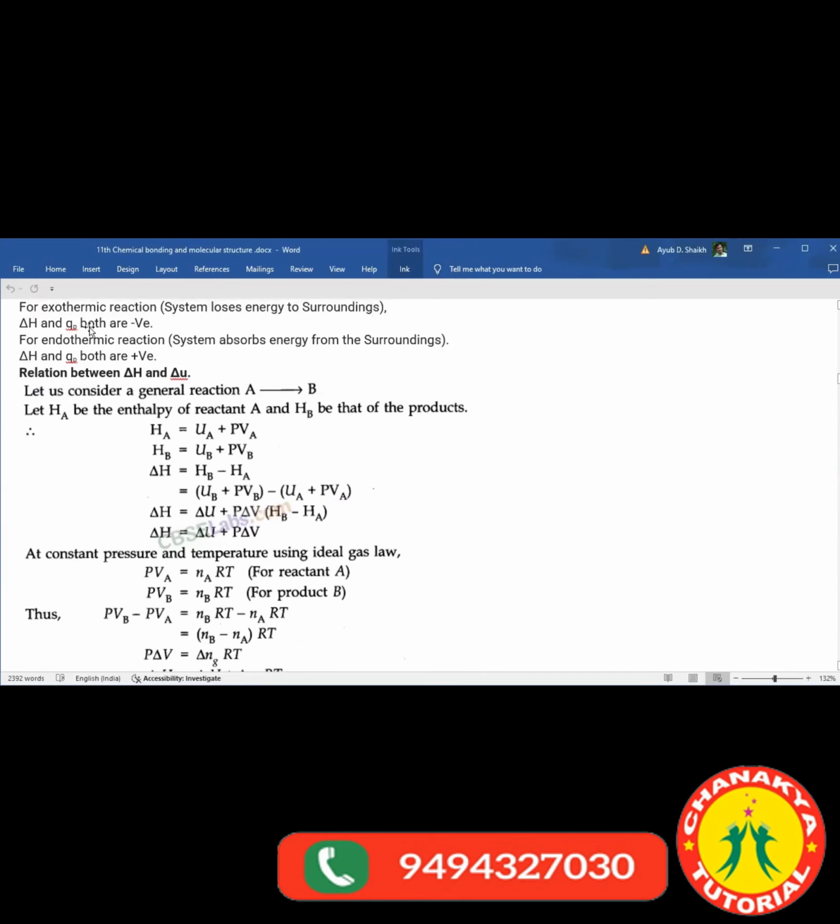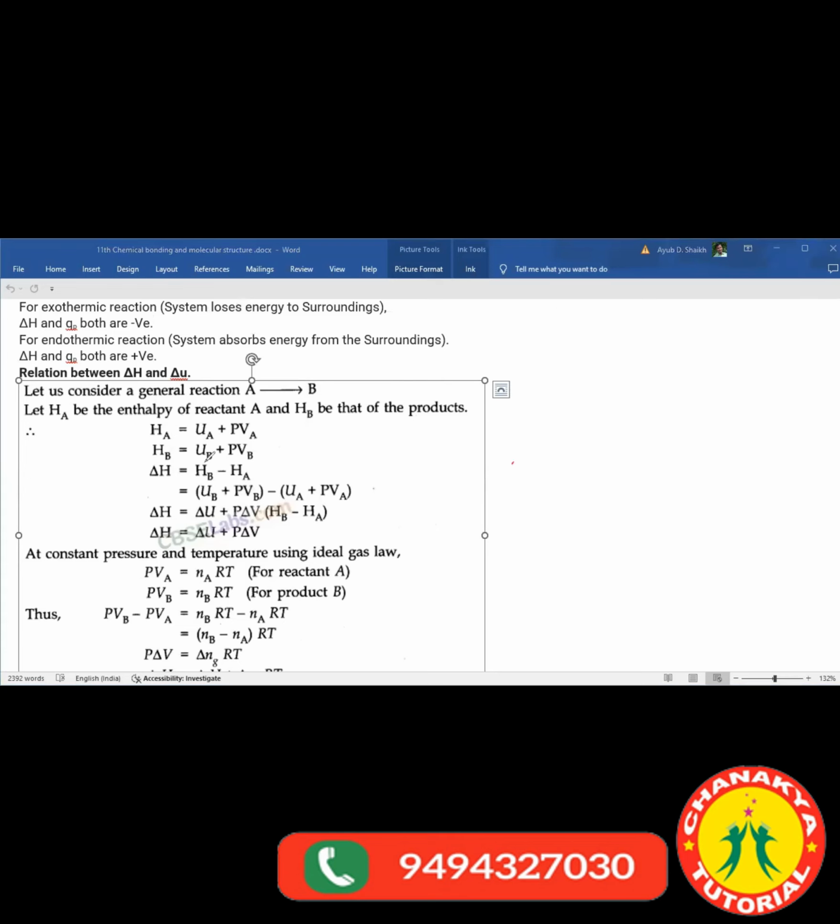Here it is given C. For an exothermic reaction, the system loses energy to the surroundings and hence delta H and Qp are both negative. Delta H is the change in enthalpy, Qp is the change in heat. Both are negative. And for an endothermic reaction, the system absorbs energy from the surroundings and hence the change in enthalpy and change in heat are both positive. Clear?